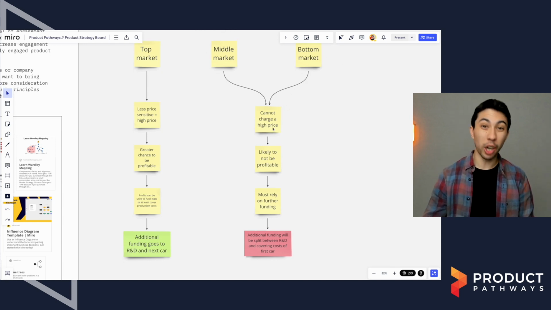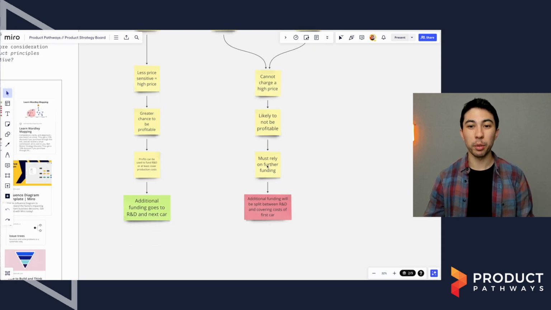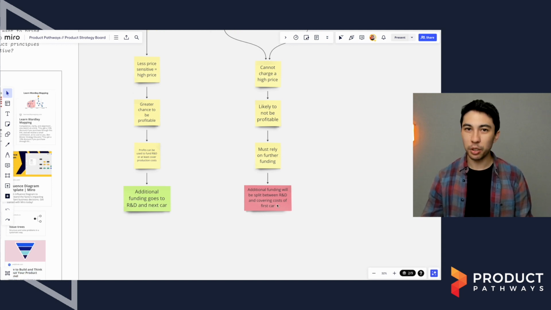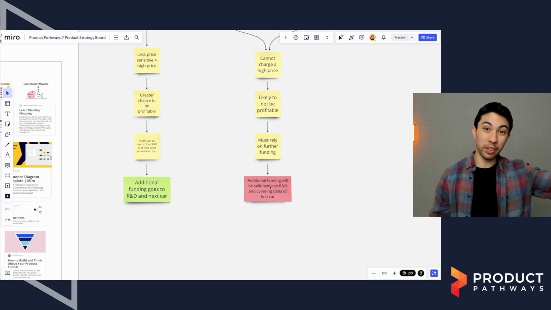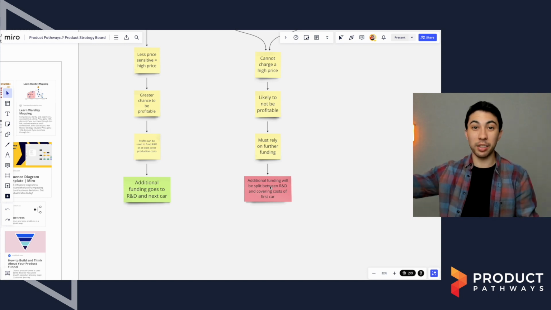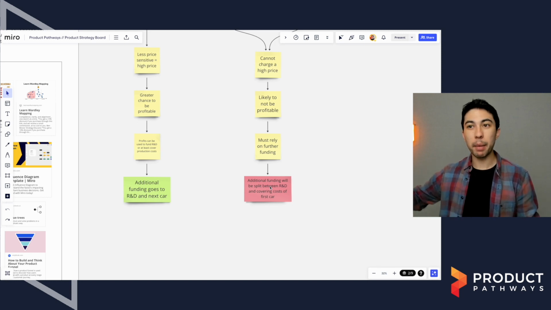Unfortunately, we cannot charge that high price point if we did go after these markets. Therefore, we're likely to not be profitable, which means we're going to have to rely on further funding. And additional funding will be split between supporting our first product as well as subsequent future products and R&D. And we could argue that maybe that is not actually the path that we want to go down, and that doesn't actually make sense for us.